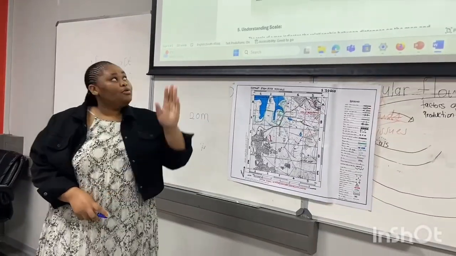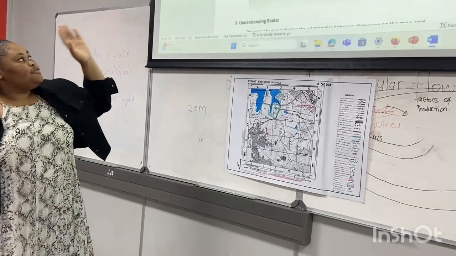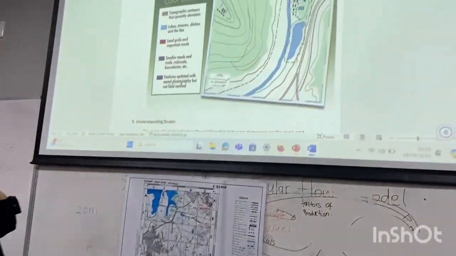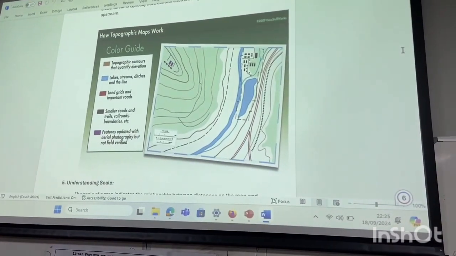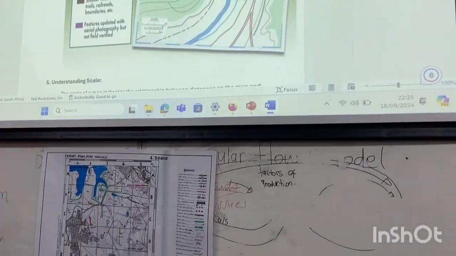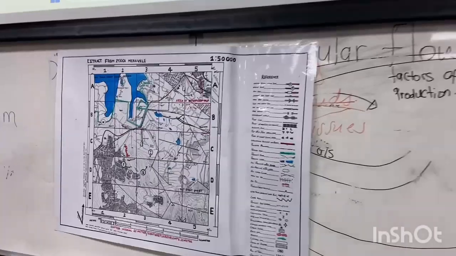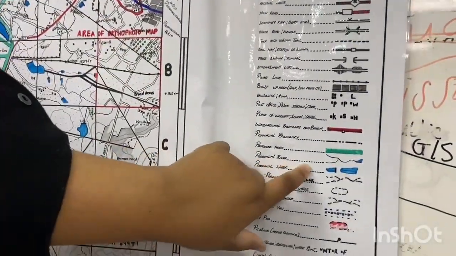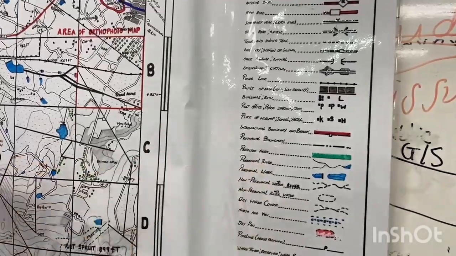Great, nice. Now we move into the color guide. The first color we have is brown, which stands for topographic contours that quantify elevation. And then next we have a blue color, which is lakes, streams, ditches, and the like. And then let us have a look at the references. And then we do have the color blue, which stands for perennial river.